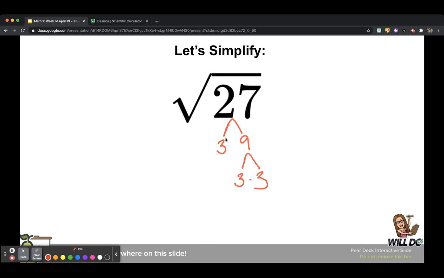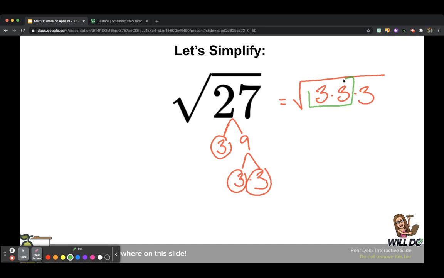So all of these are going to remain inside of my radical. So the square root of 27 is really saying 3 times 3 times 3. Again, I'm using multiplication. And I can see that there's a perfect square right here. 3 times 3 is a perfect square because that's the square root of 9, which is 3. So I'm going to bring a 3 out, and I'm going to leave that remaining 3 inside. Okay, so the square root of 27 simplified is 3 times the square root of 3.